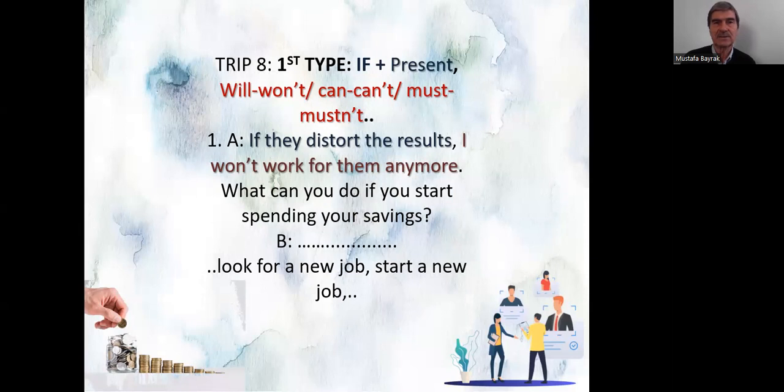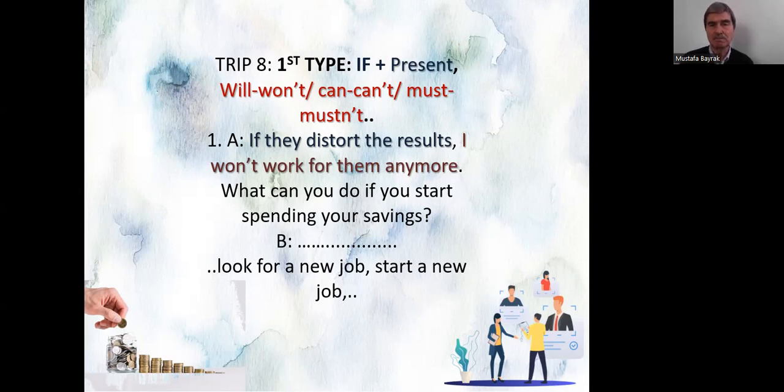matter in this page. Okay, the first type, if clause, if plus present tense sentences, and then future. This is really important. We will emphasize it in the following slides. We use if as a subordinate clause with will or won't, can or can't, must or mustn't.